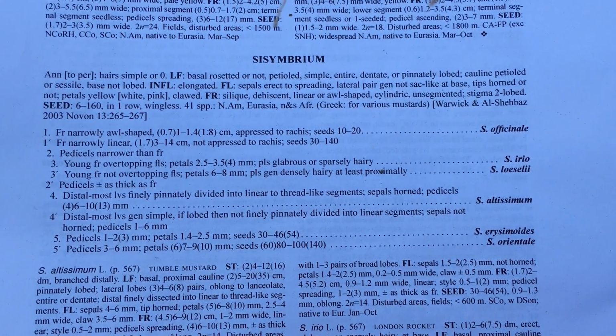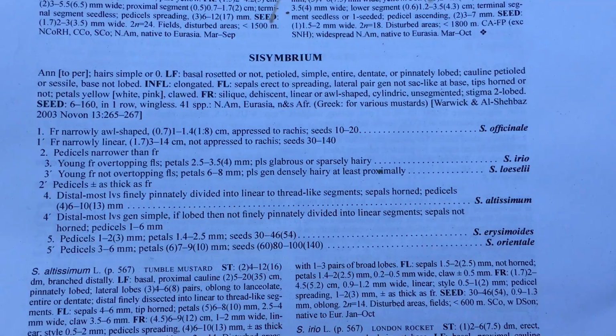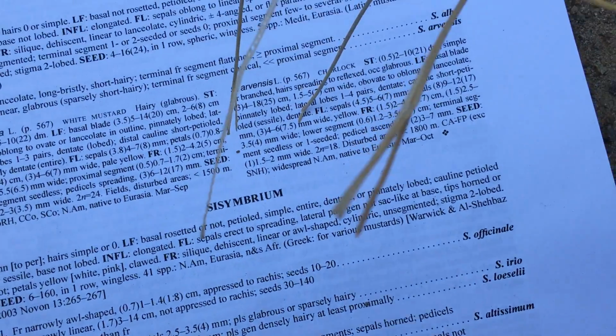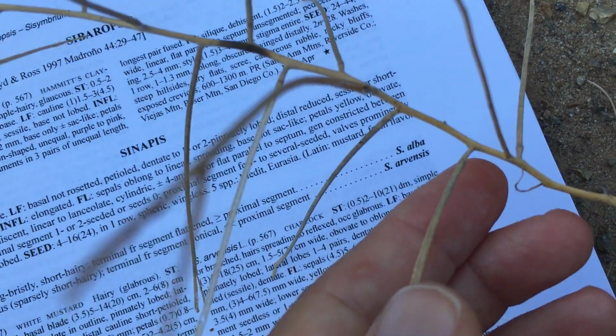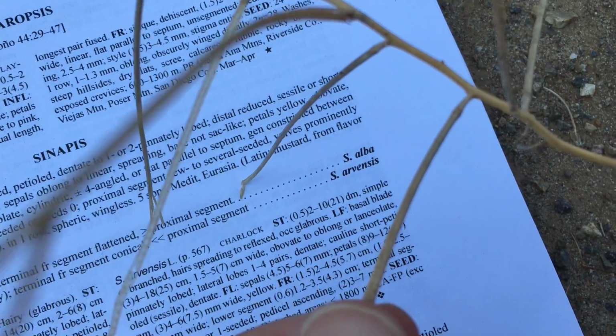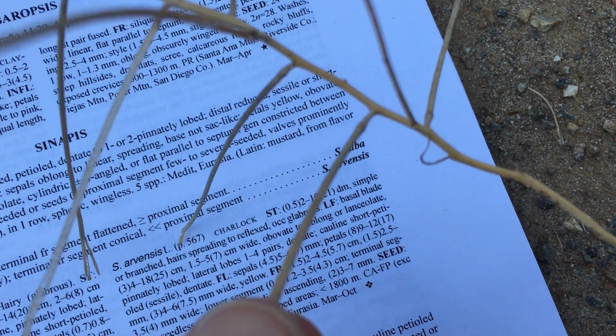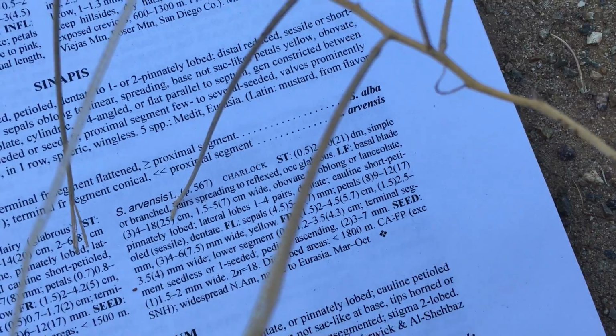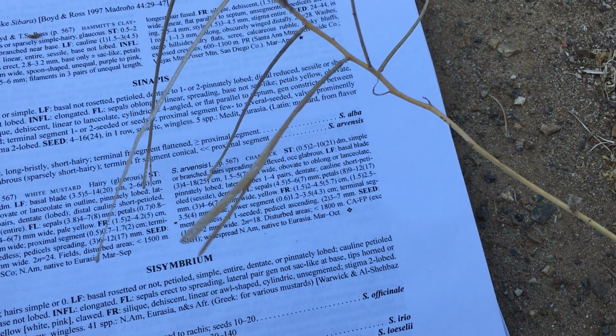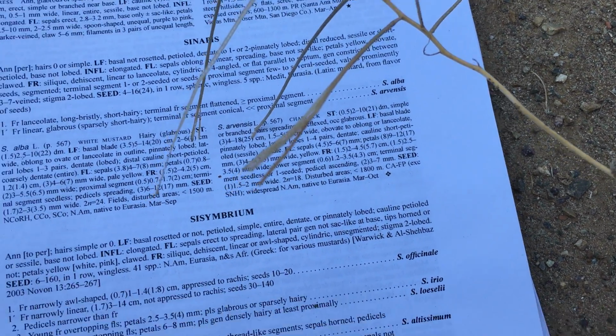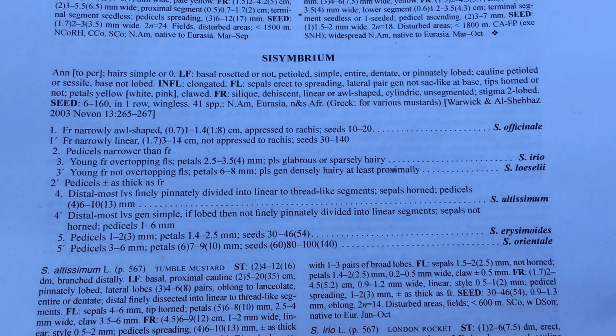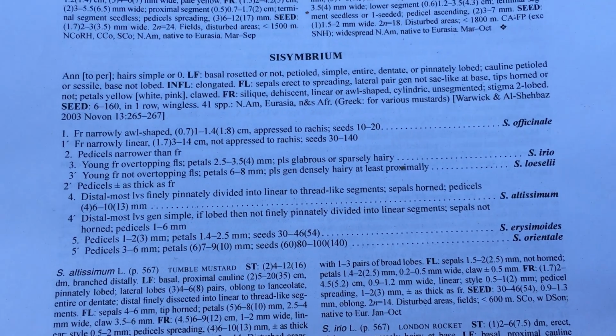Pedicels narrower than the fruit, or pedicels plus or minus as thick as the fruit. So if we look at the fruit here, see, here's the pedicel. The pedicel is what holds the fruit on, and its thickness is exactly the same width as the fruit is. So that fits really well. So pedicels are not narrower than the fruit.